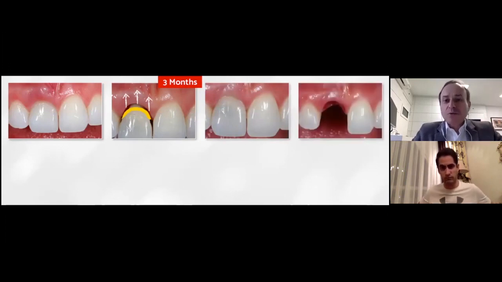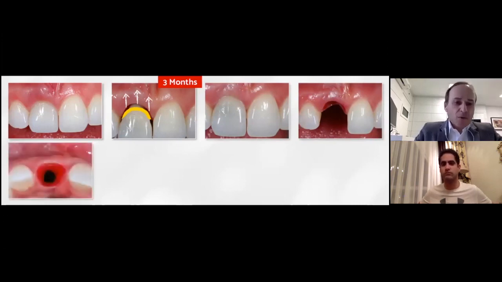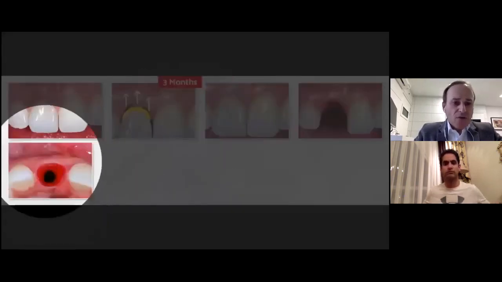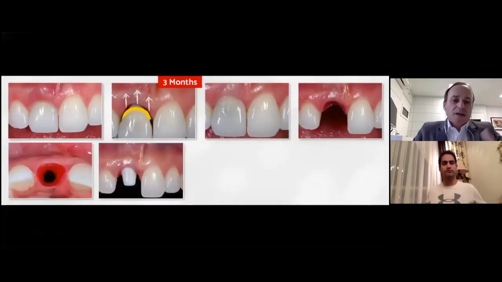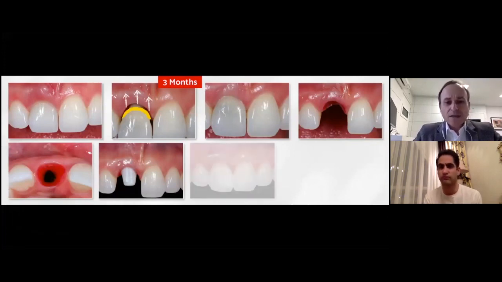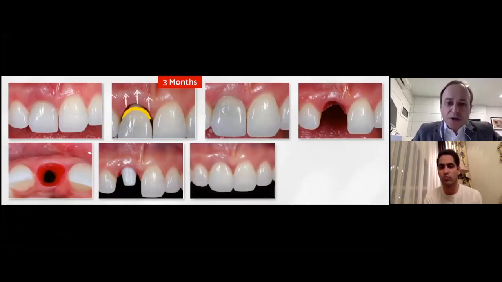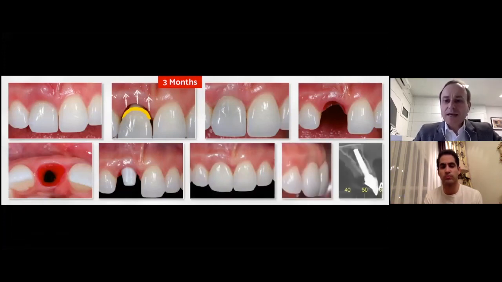We removed the screw-retained provisional restoration and evaluated the maintenance of the papillary height and, of course, the maintenance of the volume of soft tissue. We took the impression and made the final abutment, an IMEX customized abutment, and we cemented the final restoration, a porcelain restoration. Here, the clinical and the CBCT post-op after 6 years.